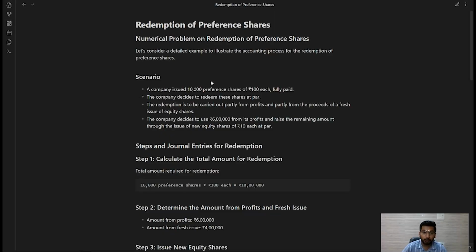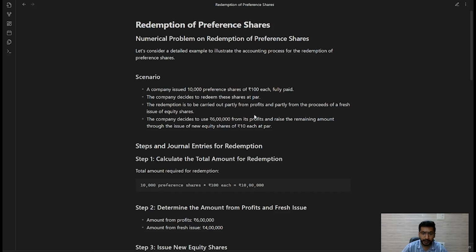Discussing a numerical problem on the redemption of the preference shares. So let us consider a detailed example to illustrate the accounting process for the redemption of the preference shares. The scenario is a company issued 10,000 preference shares of rupees 100 each, which is fully paid. The company decides to redeem these shares at par.